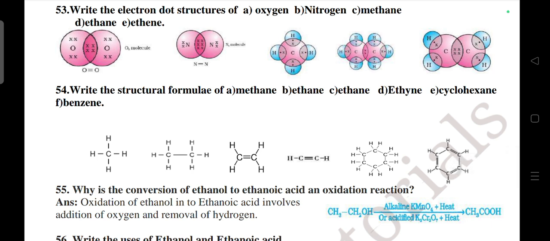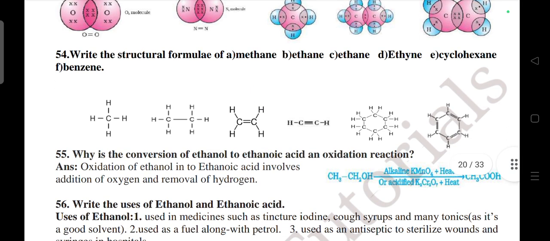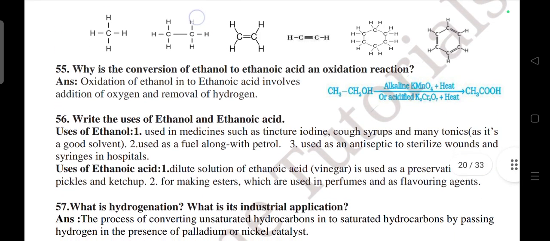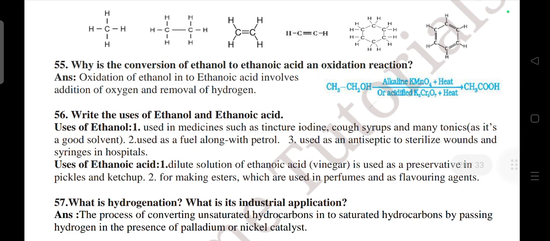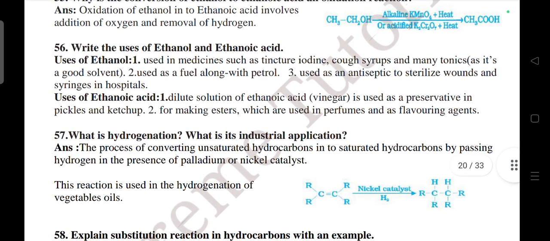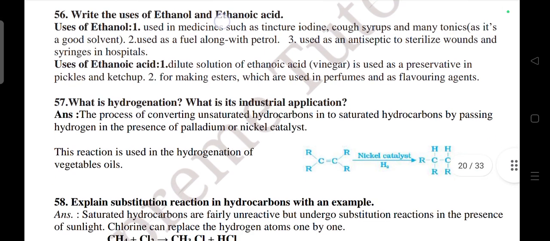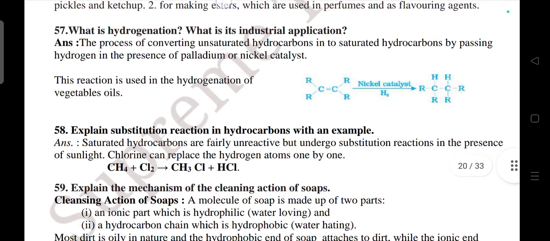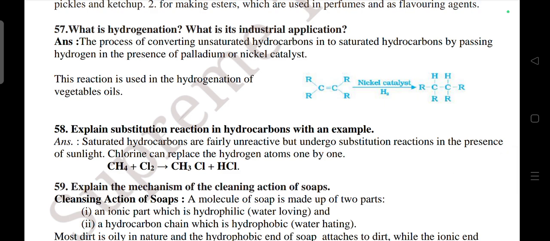Write the structural formula for methane, ethane, ethyne, cyclohexane, benzene. These are the important structural formulas. Learn them. Why is the conversion of ethanol to ethanoic acid an oxidation reaction? Write the uses of ethanol and ethanoic acid. Then what is hydrogenation? What is its industrial application? This reaction is used to hydrogenate vegetable oils.